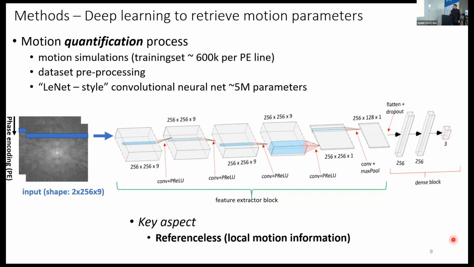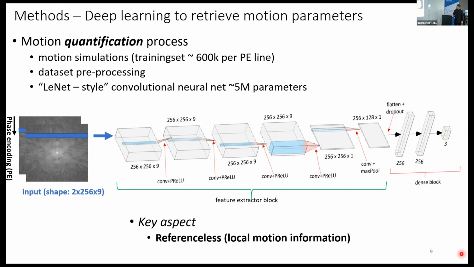And the key aspect of this model is that it's referenceless. It only uses local information to predict motion. So we give it as input a narrow window, a narrow neighborhood around the region of motion. In our experiments, we use one motion event, and we give a narrow region around it, and the network must use only this information to predict these three motion parameters.